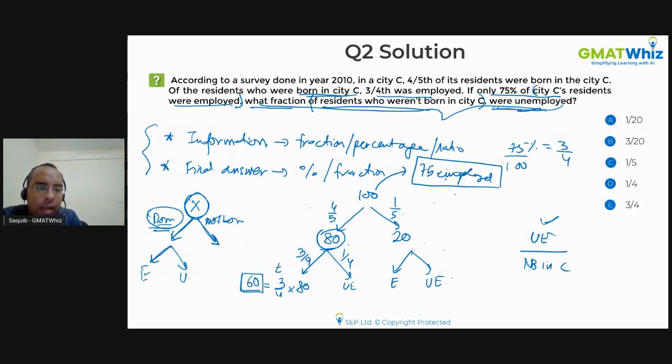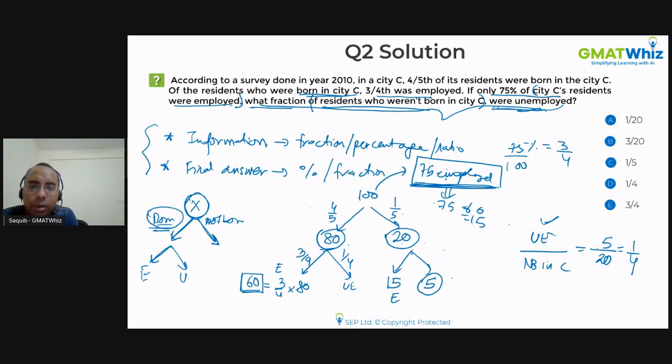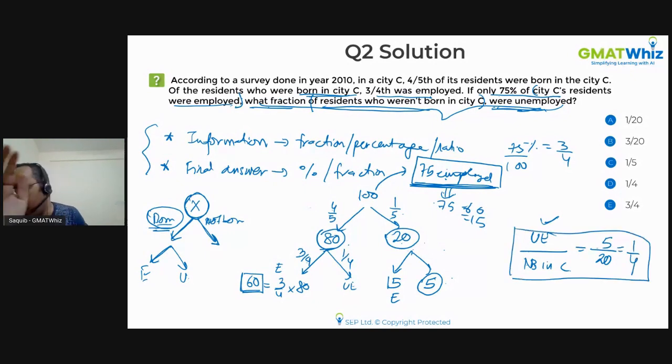Keep in mind these are employed. I also know 75 are total employed people. Total are 75 employed. If 60 are employed here, then the remaining 15 that I have, they must be these people only because there's nowhere else to put it. So I'll say this is 15. There are total 20 people who are not born in C. 15 are employed. So the number of people who are not employed is 5. And this is the fraction that I'm looking for. 5 divided by 20, which is 1/4. So the answer in this case would be option D.